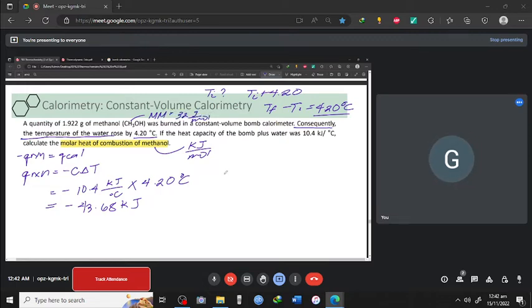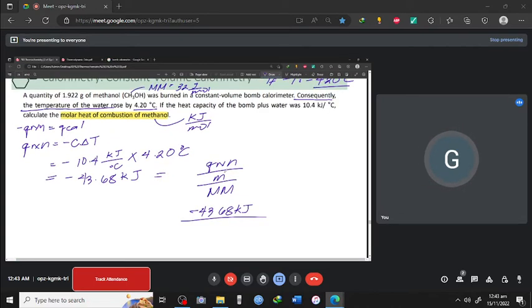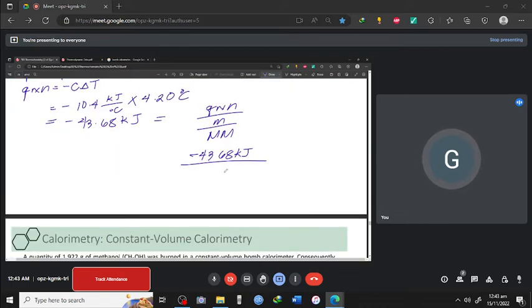Okay? So using the formula na na-establish natin sa taas, which is simply your energy or your heat of reaction divided by your mass over molar mass. So, yan yung formula natin na na-establish sa taas. So, that is simply negative 43.68 kilojoules over, ano yung mass natin? 1.922. So, that is our mass, no?